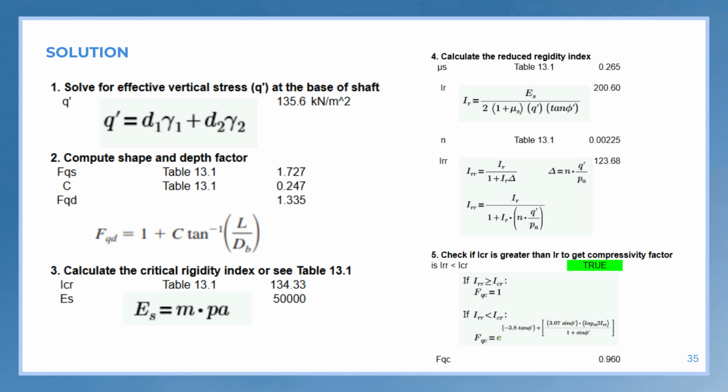The first step is to calculate the effective vertical stress at the base of the shaft, q prime, using the soil unit weights and the layer depth. Next, the shape factor F sub QS, constant C, and the depth factor F sub QD are obtained, followed by the critical rigidity index and the soil modulus. Then the reduced rigidity index is calculated and compared with the critical rigidity index to determine the compressibility factor F sub QC. Since compressibility affects the base resistance, this factor is needed before solving the ultimate base capacity.